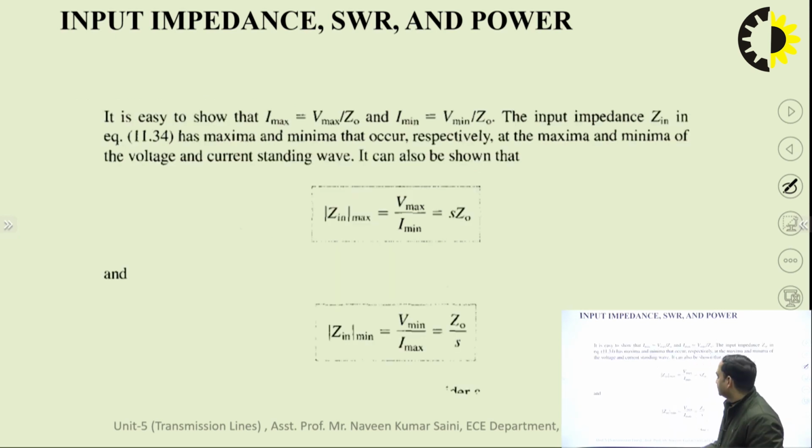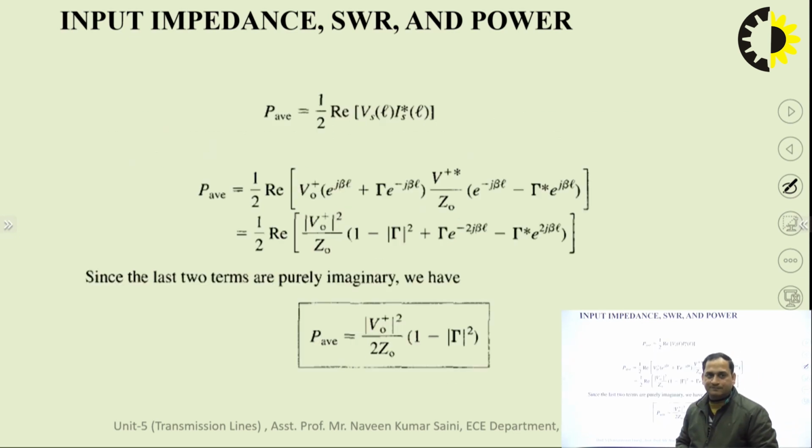Similarly, the maximum value Z in max we can also find with the help of this expression: V max upon I min, that is S, the standing wave ratio, times Z naught. Similarly, Z in minimum will be Z naught upon S. So these are very important expressions for the minimum and maximum values of Z in.